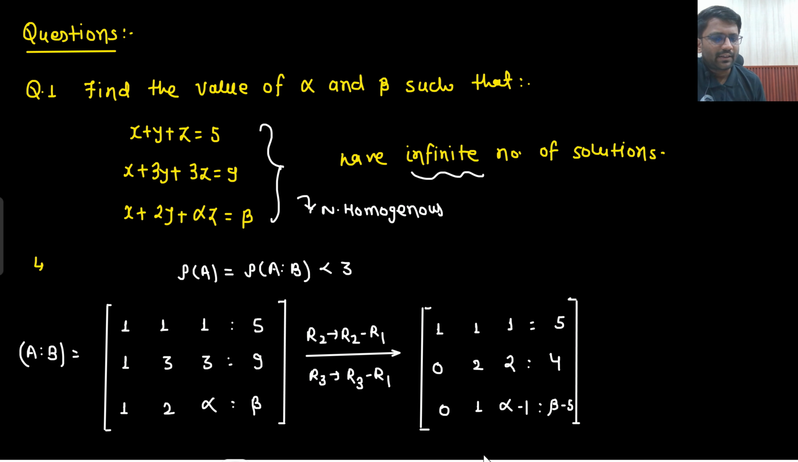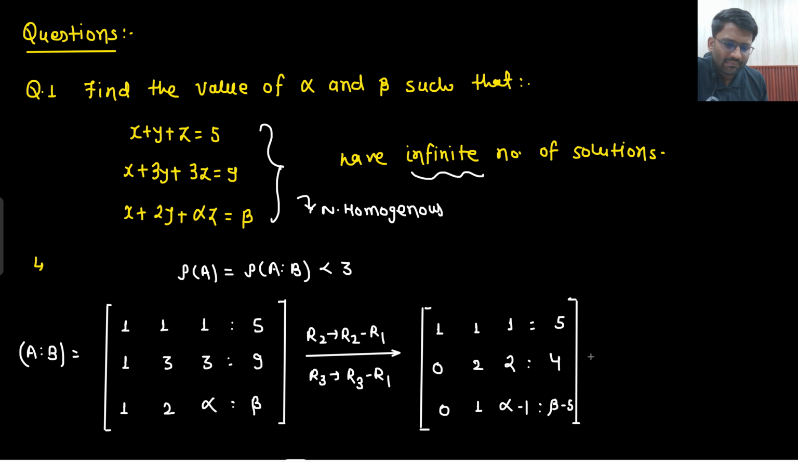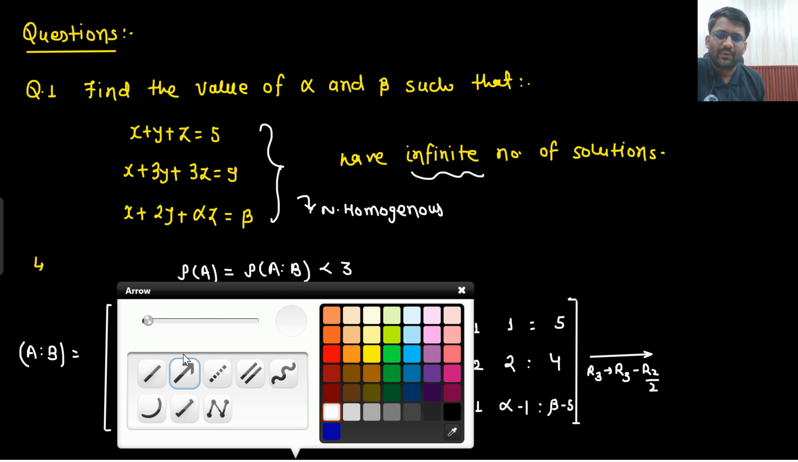Right? Next, what do I need to do? This 1 is creating the problem, no? So I will subtract half of it from here. What I am doing is that in R3, I am subtracting half of R2. This is what we are doing.